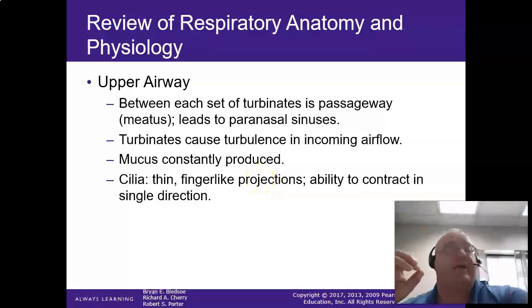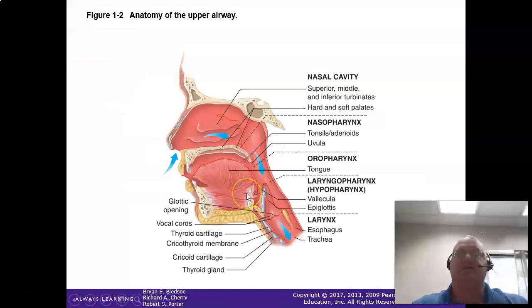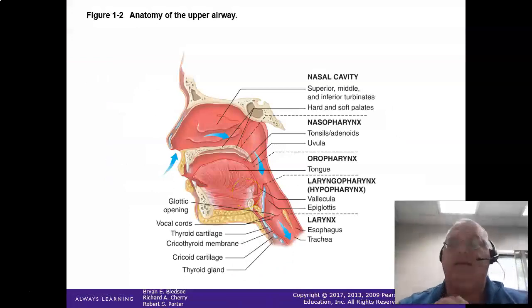For those of you that have ever had a sinus infection, you will attest to that. But the cilia also are the thinner, finger-like projections that contract in a single direction, and they help clear particles, and if there is mucus there, it also helps clear that mucus. It comes up with a hock, and there you go. And again, you can either swallow it, hopefully not, or you can just spit it out, or cough it out, essentially.